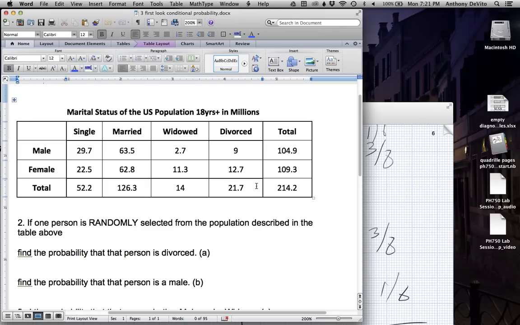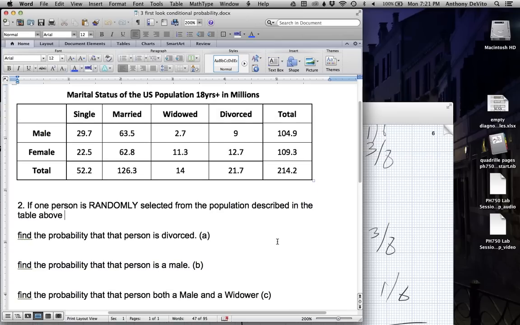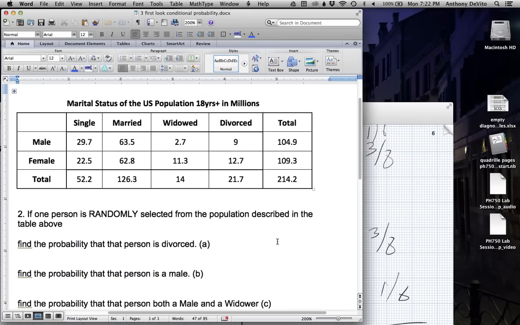How many people are divorced in the United States in this sample? 21 or 22 million, out of 214 million, right? So what percentage of the population is that? It's 21.7 over 214, which is about 10%, right? Probably nowadays that percentage is much larger than it was in 1960, right? Everybody agree?